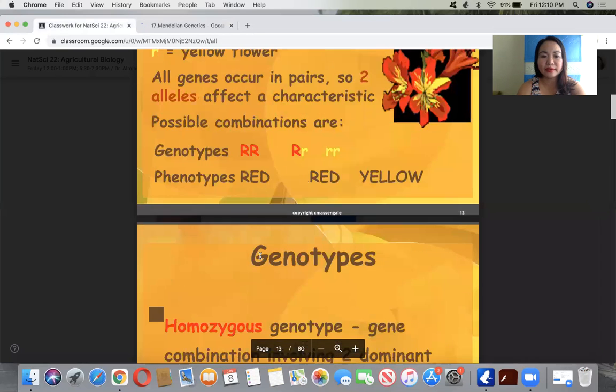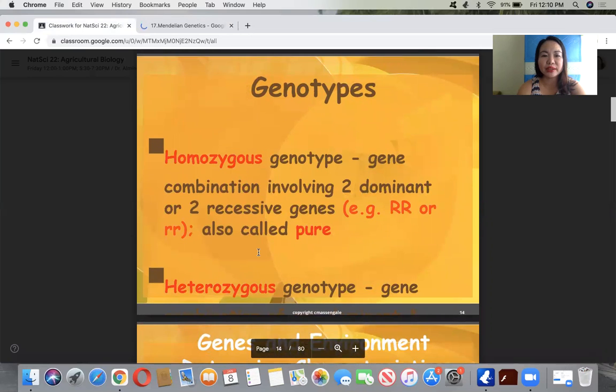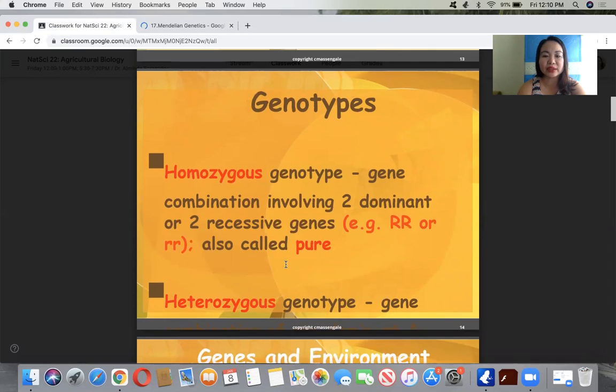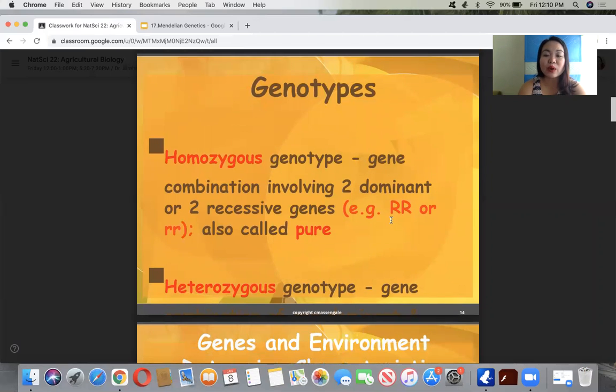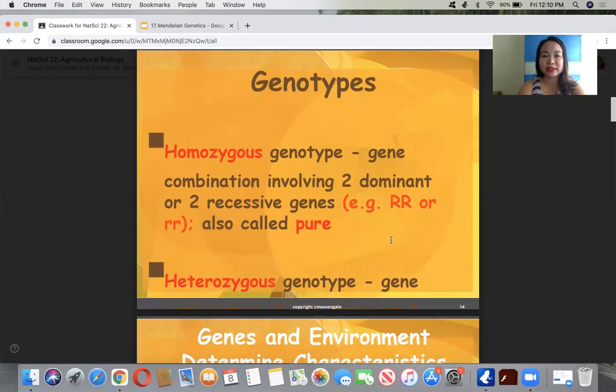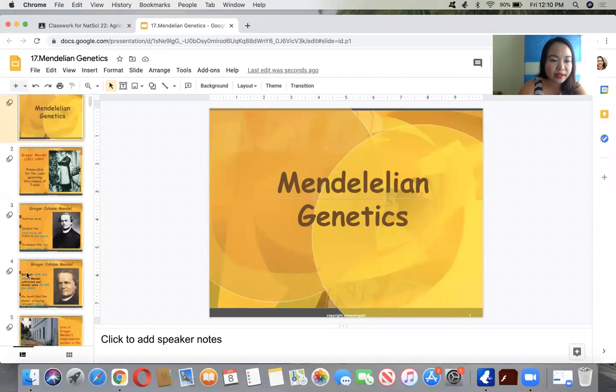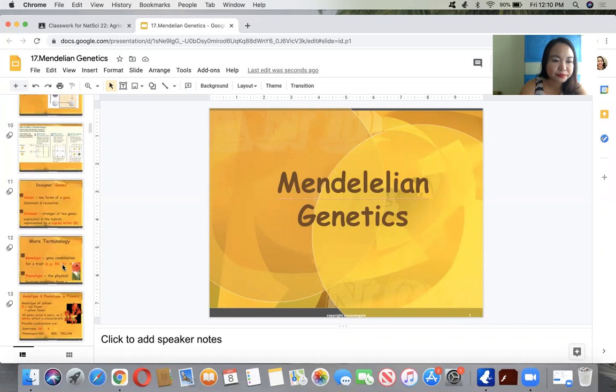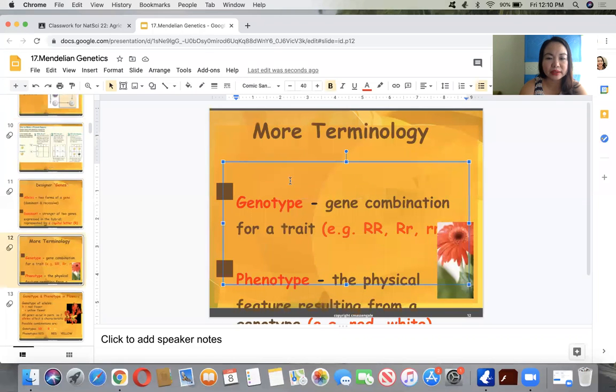Another types of genotypes are homozygous and heterozygous. Homozygous are gene combinations with 2 dominant or 2 recessive genes, meaning there are double capital R or double small letter r, and they are supposed to be pure. While heterozygous genotypes are genes with a combination of the small and the big letter R, or dominant and recessive genes. So we are now here on the genotype.